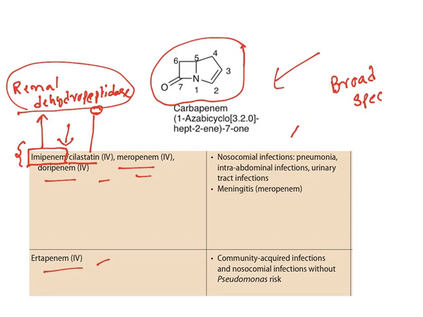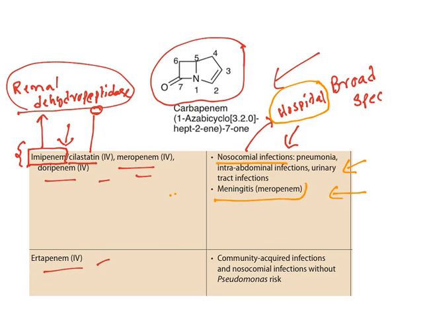Now they can be used to treat nosocomial infection. Nosocomial means hospital borne. Hospital is a place wherein you have all kinds of organisms, and people may get infections from the hospital, which are known as nosocomial infections. To treat them, these drugs are used: pneumonia, urinary tract infections, and meningitis. Meropenem is used to treat meningitis because it can cross the blood-brain barrier into the cerebrospinal fluid. Next, ertapenem is used for community acquired infections and nosocomial infections. All of them can be treated by these drugs.